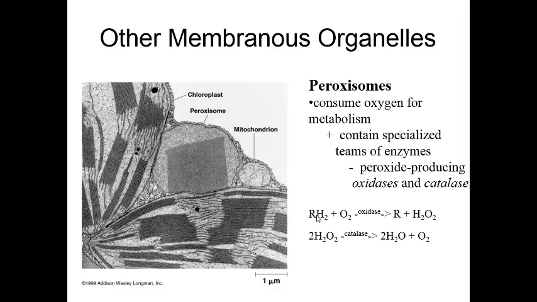With beta oxidation, fatty acids enter the peroxisome, and using oxygen, the enzyme oxidase breaks down that fatty acid into two carbon molecules that could then enter cell respiration and be used to manufacture ATP. As a waste product of this oxidation reaction, hydrogen peroxide is formed, which can be toxic to the cell. The peroxisome also contains the enzyme catalase, and the job of catalase is to take this toxic hydrogen peroxide and break it down into water and oxygen gas.